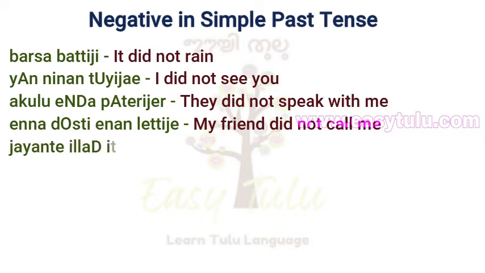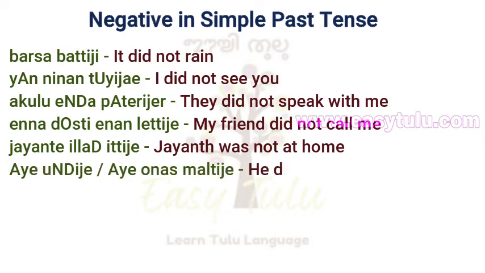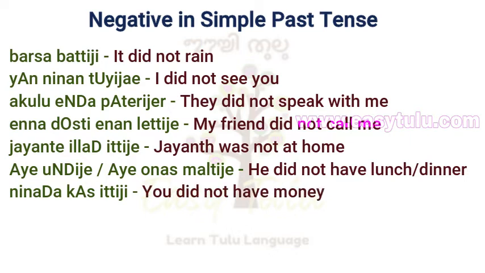Jayanthi illadu ittije. Jayant was not at home. Aye undije. Or aye vanasmaltije. He did not have lunch or dinner. Ninada kasittiji. You did not have money.